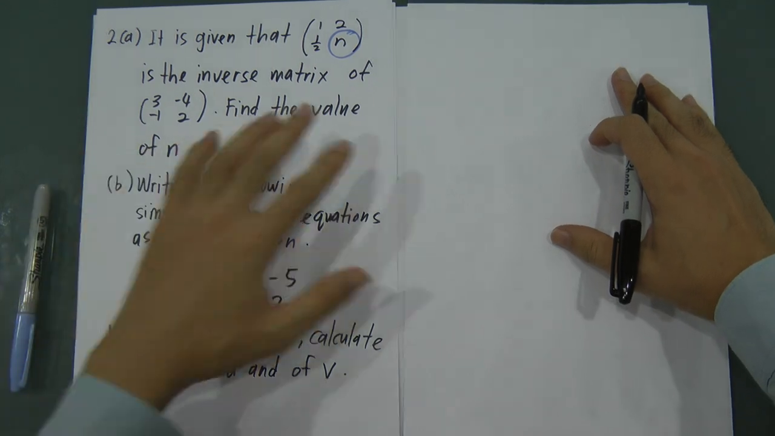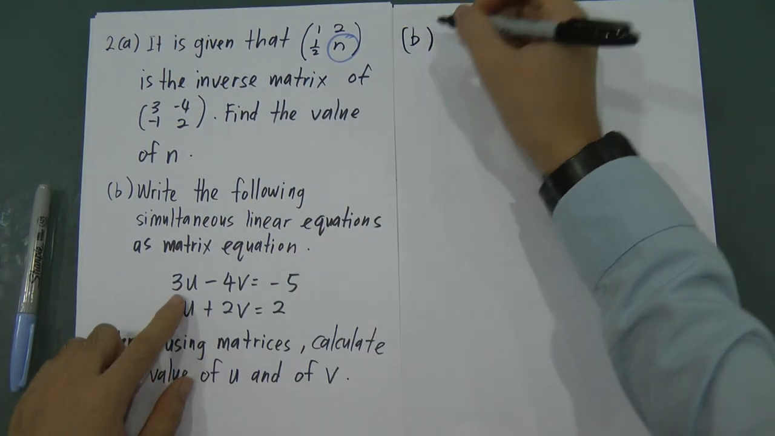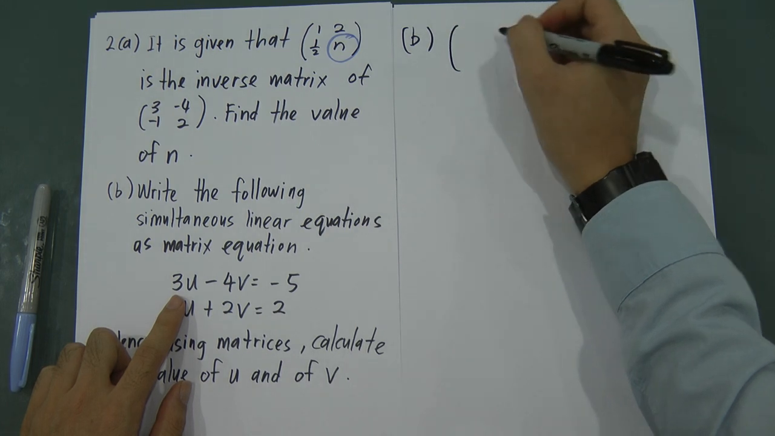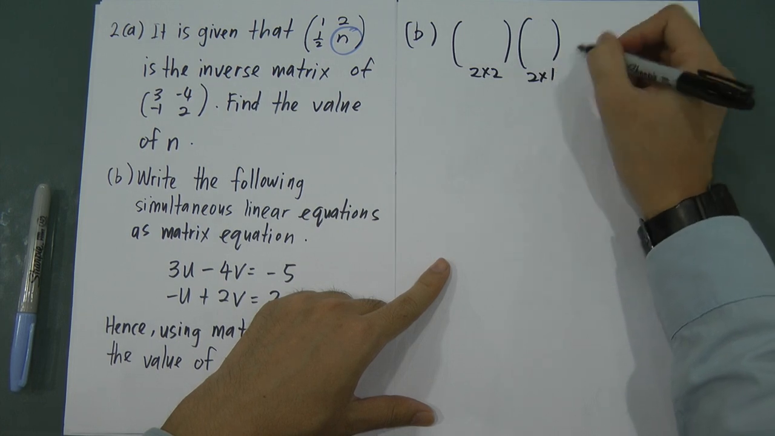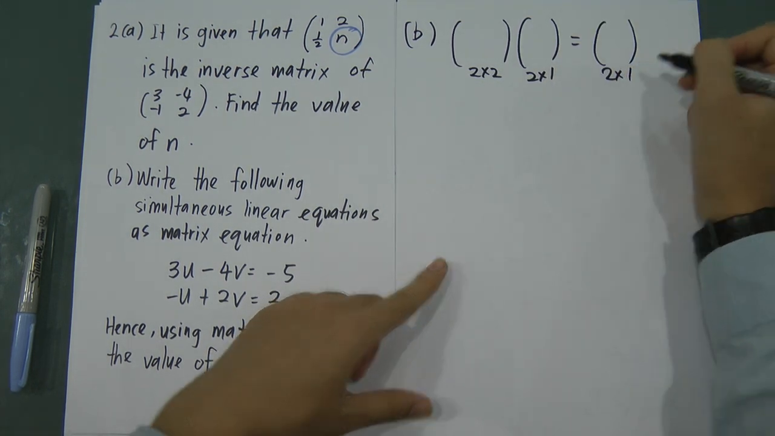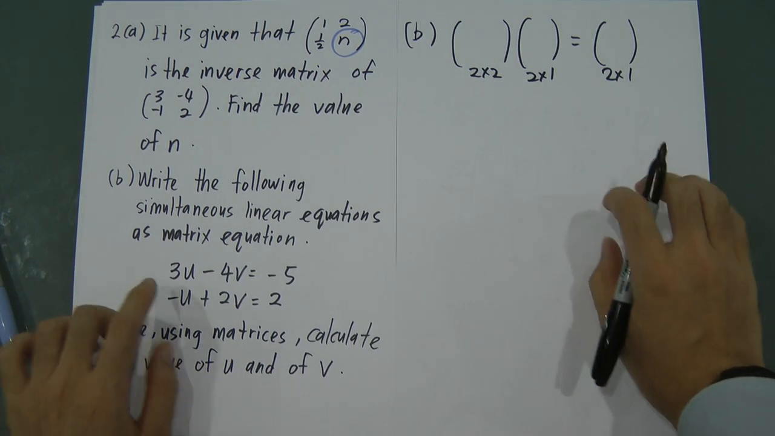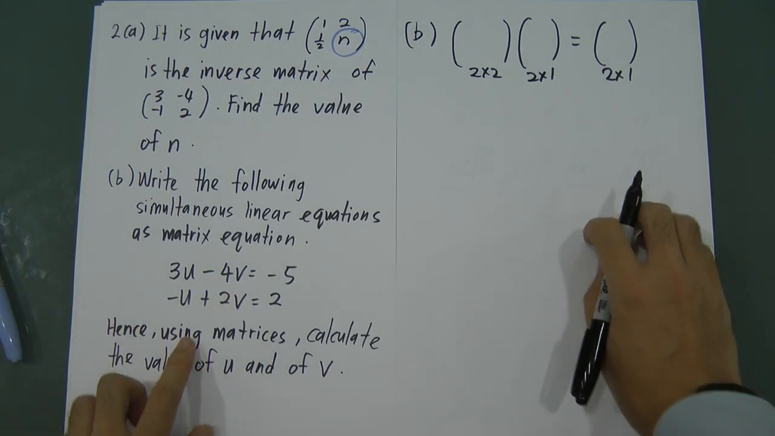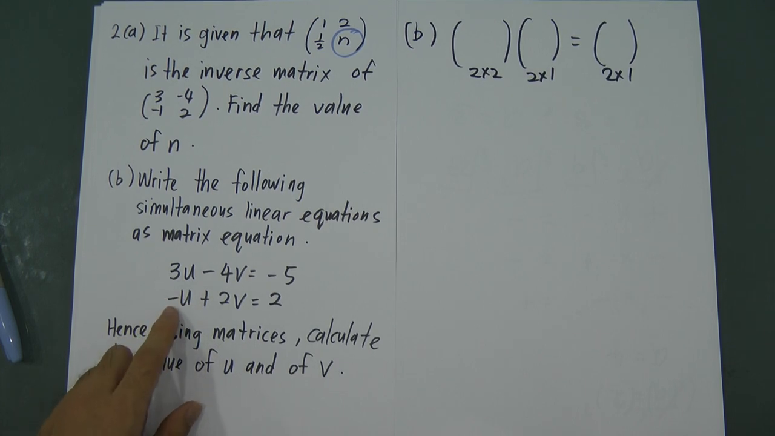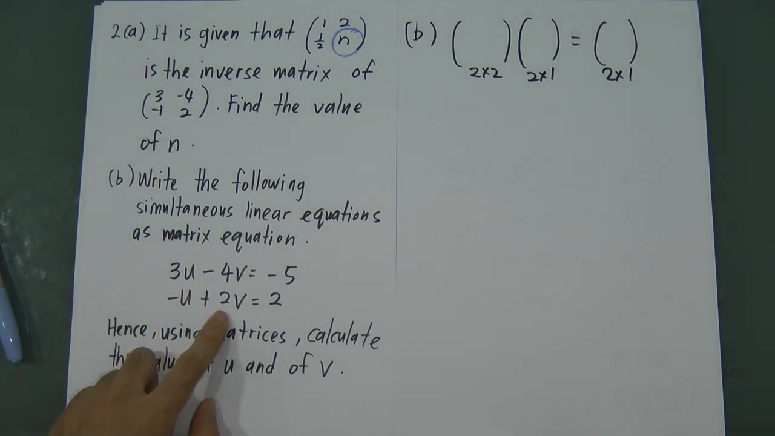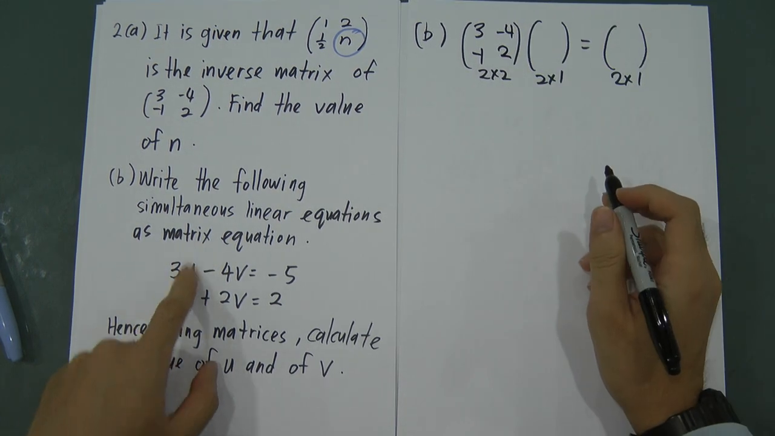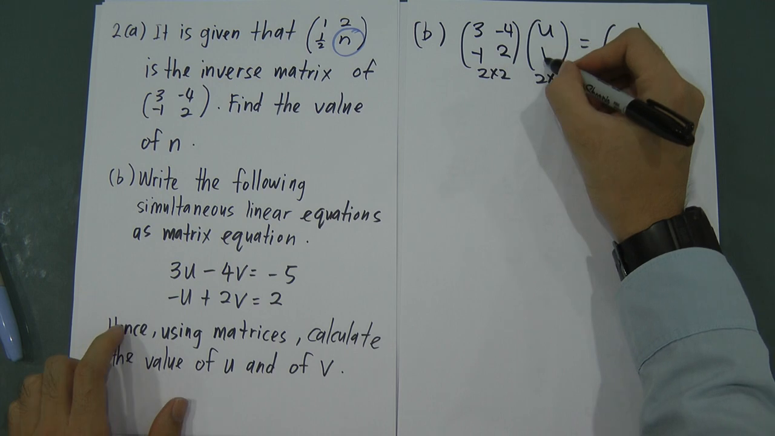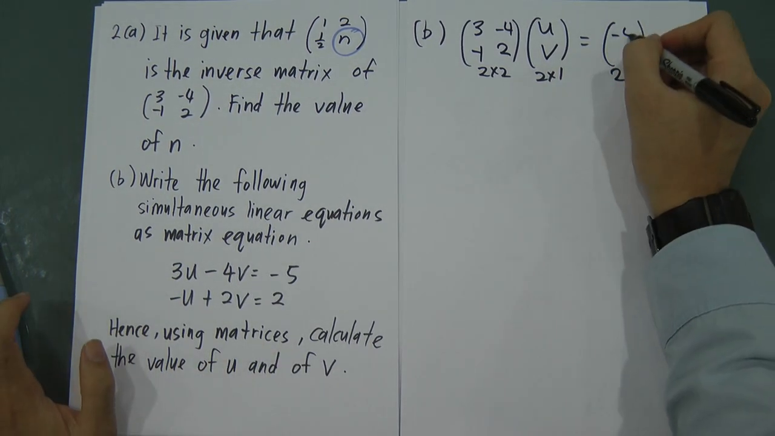In part B, I'm going to write down the linear equation. You write a 2 by 2 matrix, then a 2 by 1 matrix, equals a 2 by 1 matrix. The 2 by 2 is all the numbers over here. Sometimes it purposely does not give you a number in front, which means it's -1. So the 4 numbers I have are 3, -4, -1 and 2. I write 3, -4, -1 and 2. Then this is U, I write U first, and this is V, I write V after that. Then this is -5 and 2.